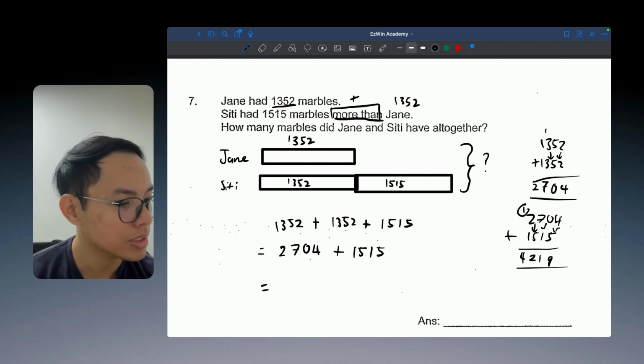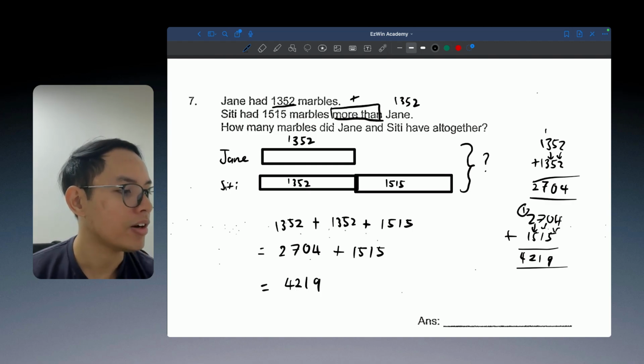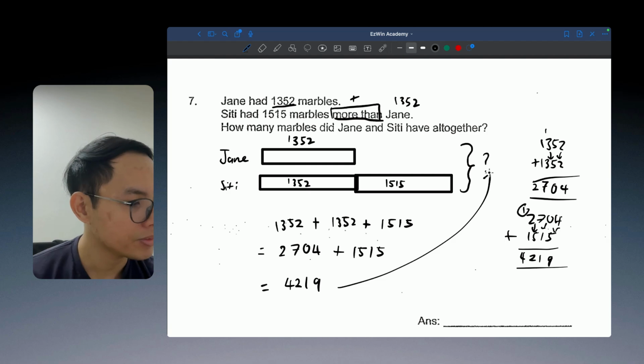So the answer to this is 4219. And all together, we have 4219. So the answer is 4219.